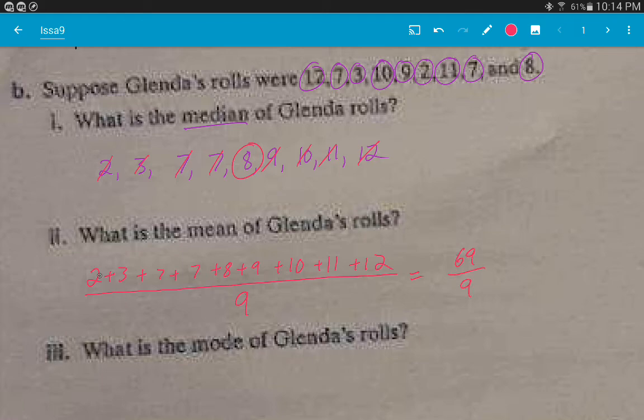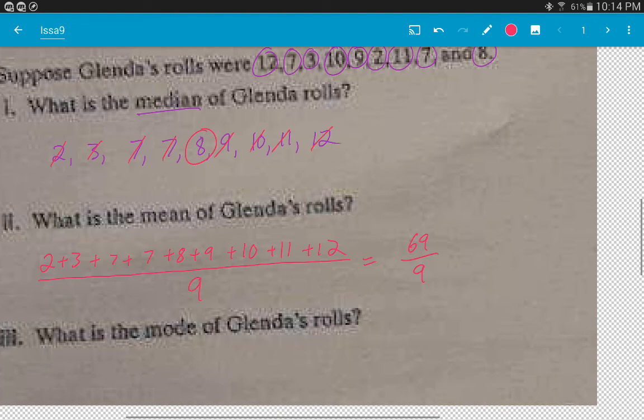Count it again because it's not an even number. 2, 5, 12, 17, 19 rather, 27, 36, 46. Yep. Okay. Alright, so 69 divided by 9.